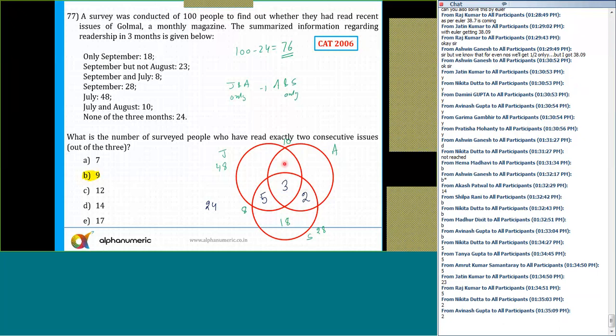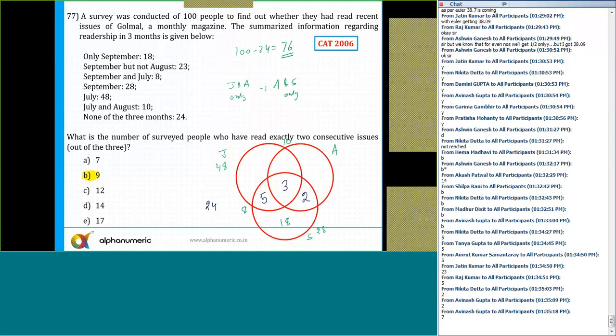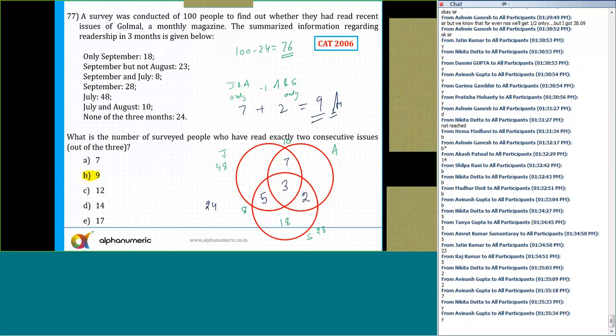Now, this is 10, so this will be equal to 7. So you can write down here 7. So July and August only is 7, and August and September only is 2. So the answer is 7 plus 2, 9. And that's the answer. We do not need to calculate rest of the values. Is that clear to all of you? Please respond now. So can I move to the next question?